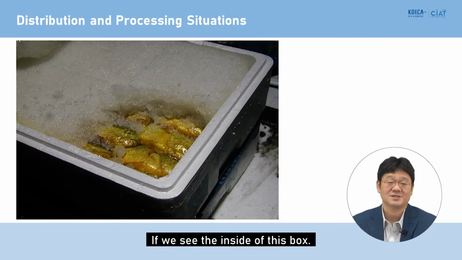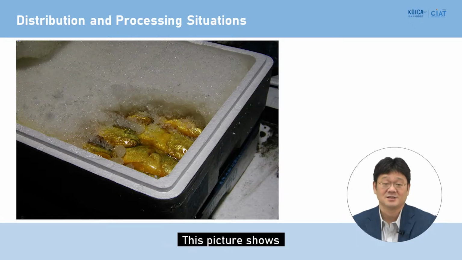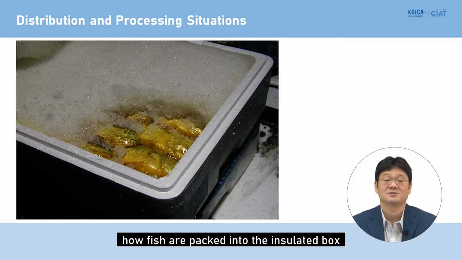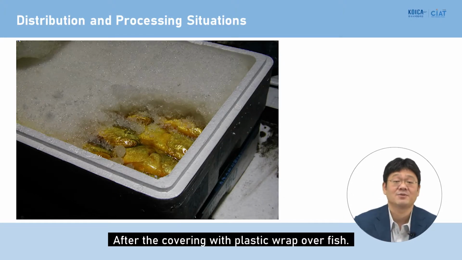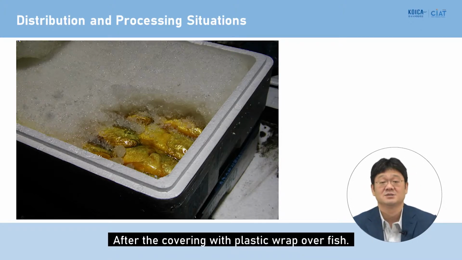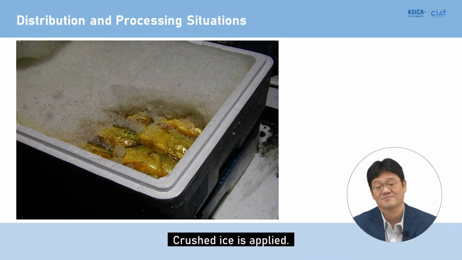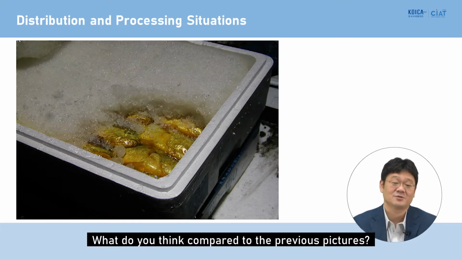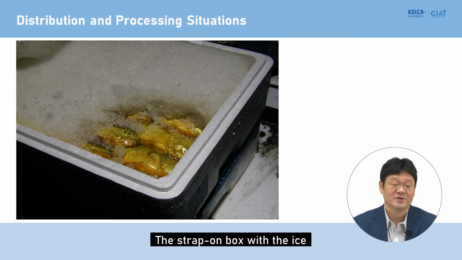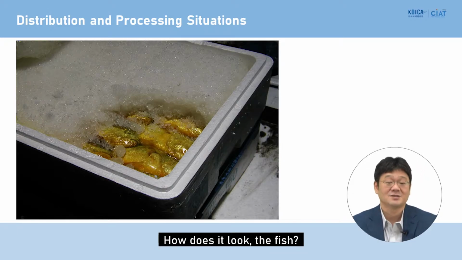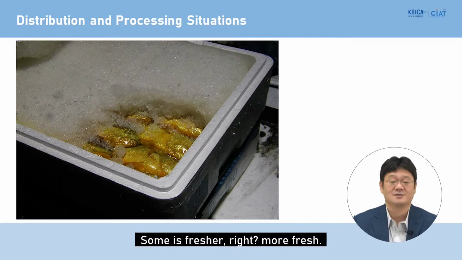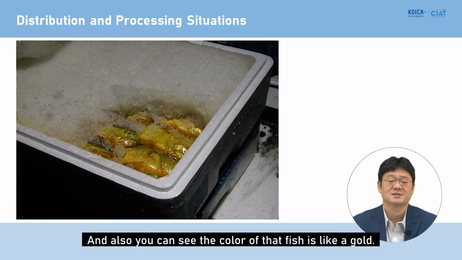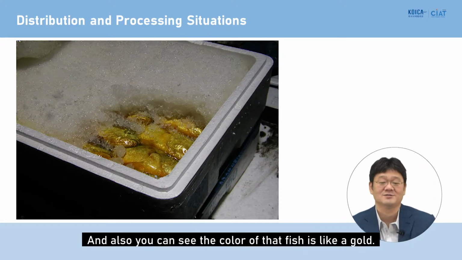If we see the inside of this box, this picture shows how fish are packed into the insulated box. After covering plastic wrap over the fish, slushed ice is applied. What do you think compared to previous pictures? In the styrofoam box with the ice, how does the fish look? It's more fresh, right? More fresh. And also you can see the color of that fish, like gold.